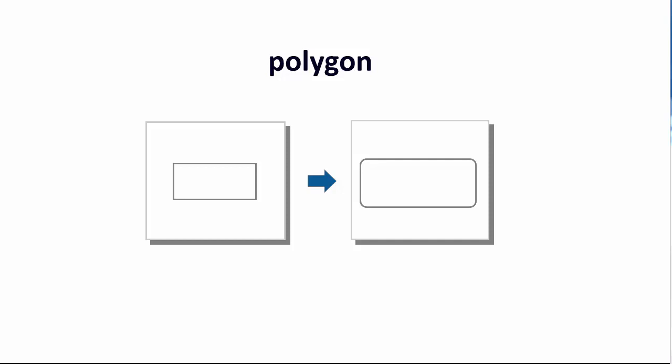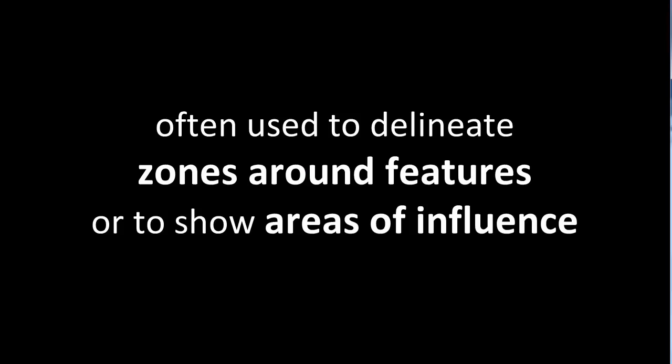Generally, you use buffers to find what's near or proximate to the features being buffered. Often, buffers are used to delineate zones around the features or to show areas of influence. So for instance, maybe you have a school and you want to create a zone of illicit drug dealing around that school. That would be perhaps a polygon or a point feature for the schools, and then the zones around that.